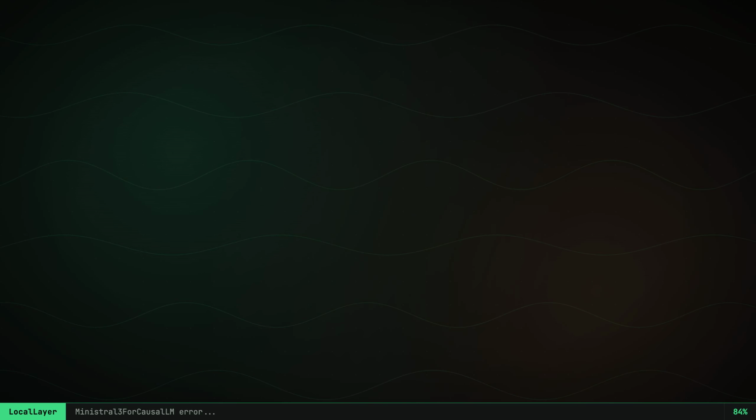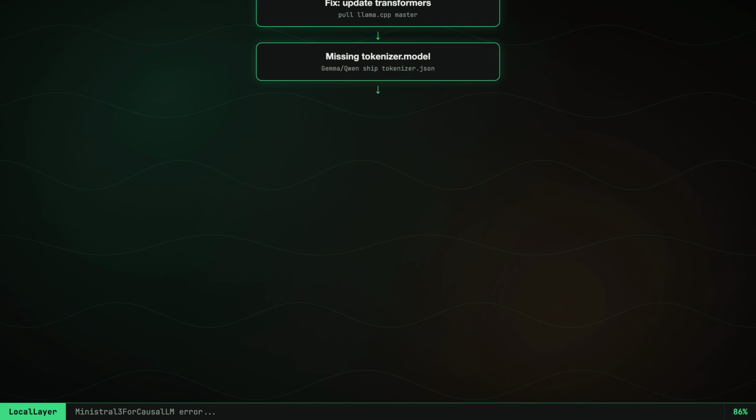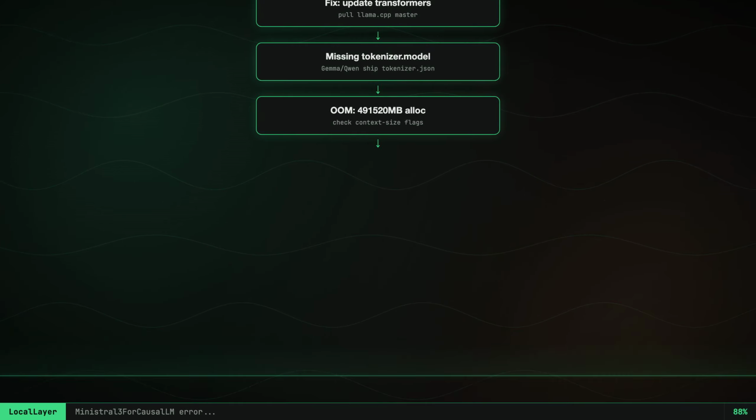A few real failures worth knowing. Converting a brand new architecture too early fails with exactly "model Ministral 3 for causal LM is not supported," fixed by updating transformers and llama.cpp's own master branch. A model shipping only tokenizer.json instead of the legacy tokenizer.model errors with "missing tokenizer model," a real gotcha on modern Gemma and Qwen releases.